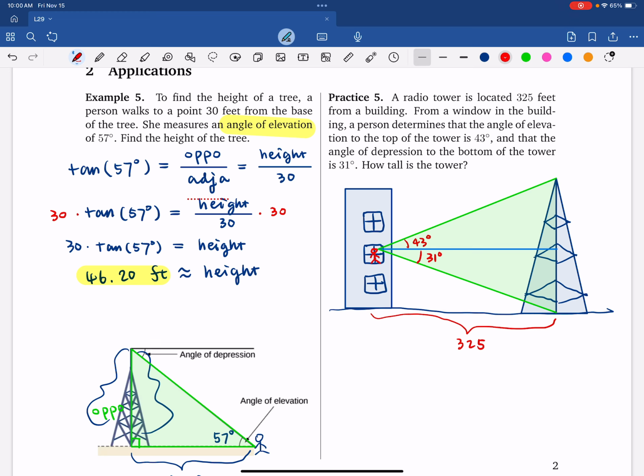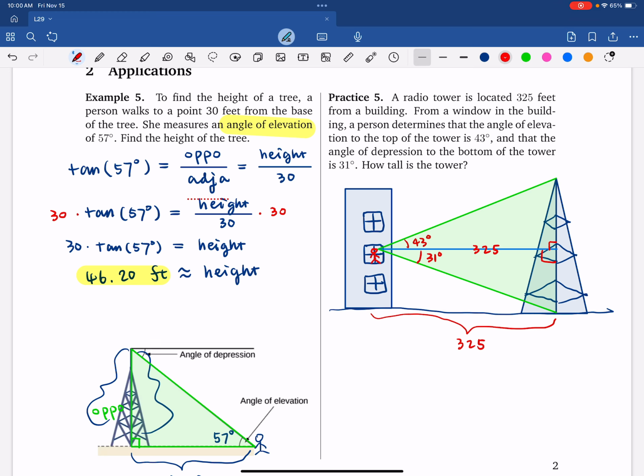All right, once you have this graphed, we can see in this graph we have two right triangles. The first right triangle has this right angle right there, and the second right triangle has this right angle right here. They share a common side, which is the blue line that I graphed. This blue line represents the distance between the tower and the building, and it's 325. So let's also label that. This is 325. And the question is asking you how tall the tower is.